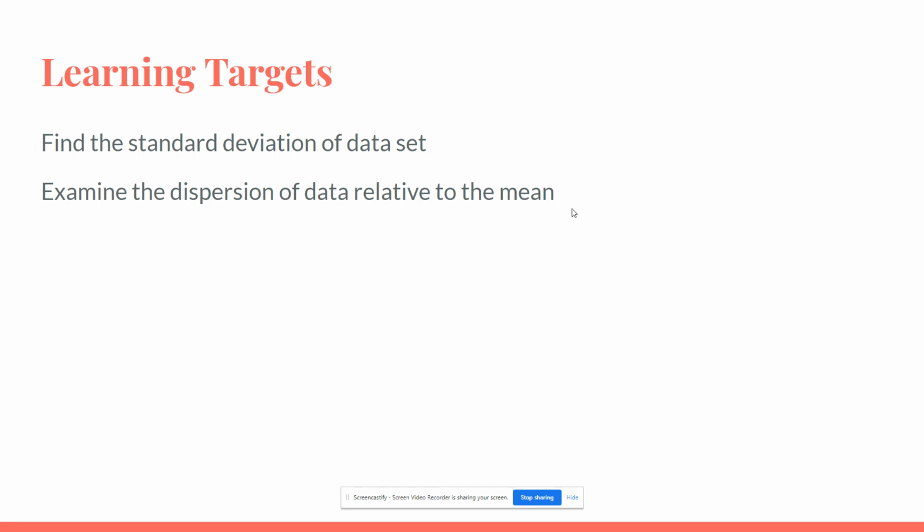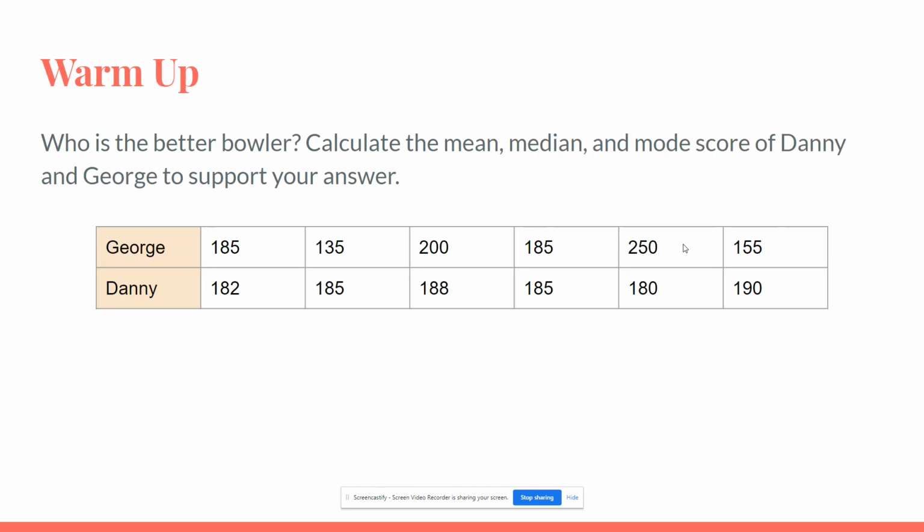So today we're going to learn how to find the standard deviation of a data set, and then examine the dispersion of data relative to the mean. We're going to start with this warm-up. This will be a little bit of a review. Who is the better bowler? We're going to calculate the mean, median, and mode score of Danny and George to support our answer. So go ahead and pause the video, calculate the mean, median, and mode for both players.